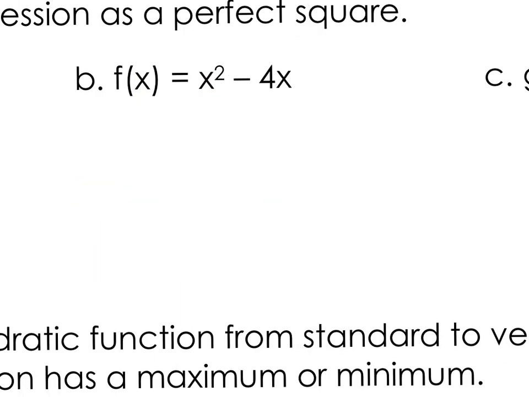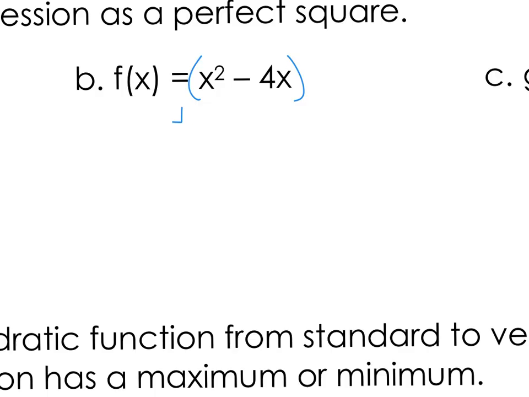For example B, f of x equals x squared minus 4x. So now let's see what happens when we have a negative b value. Really not much changes. If we put a parenthesis around the x squared and x term, there's nothing to factor, there's no constant at the end.